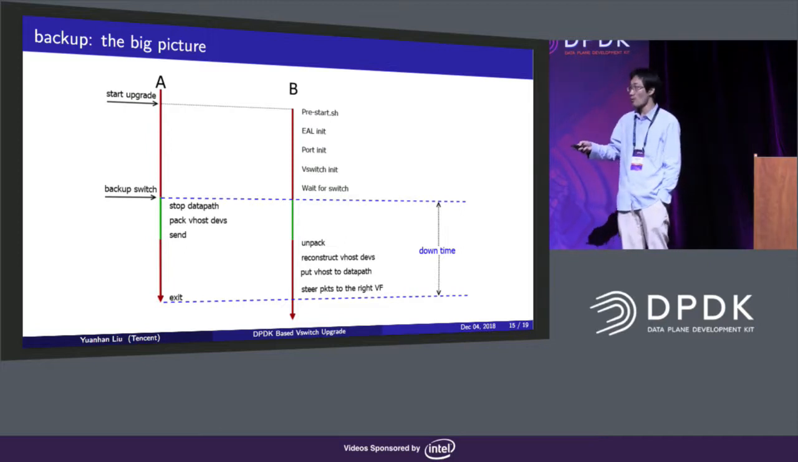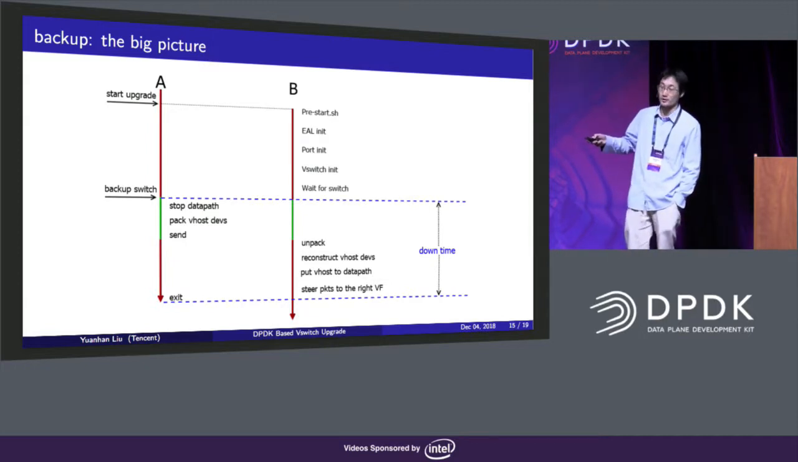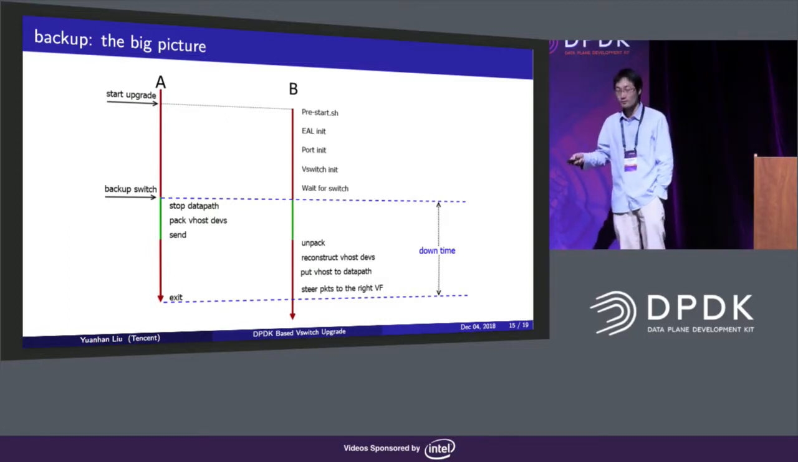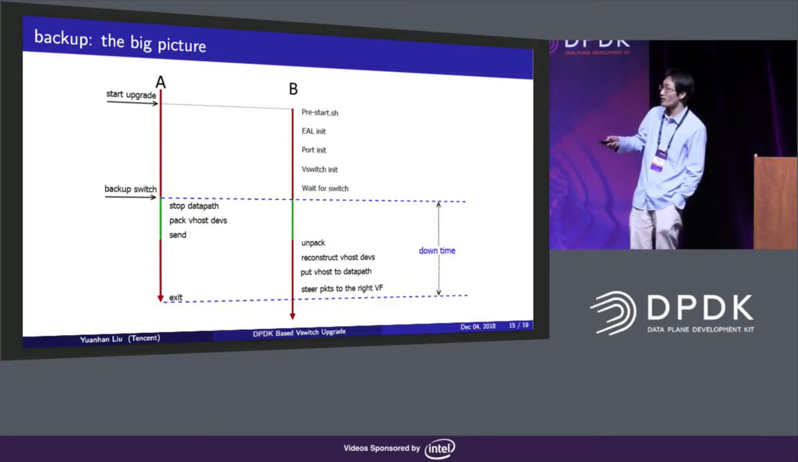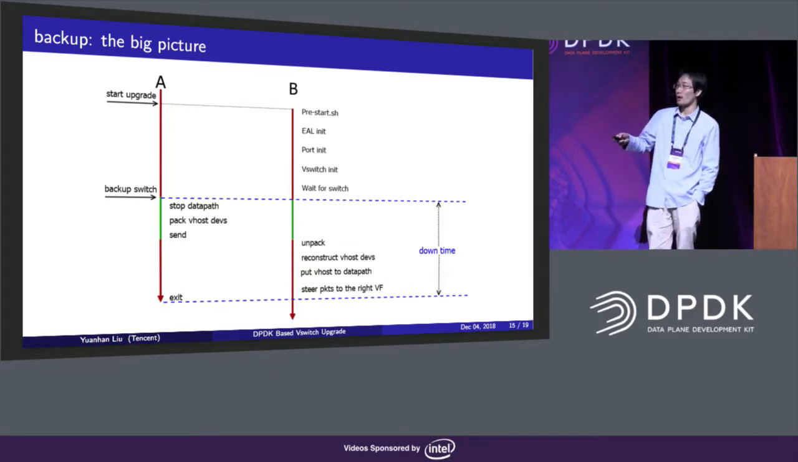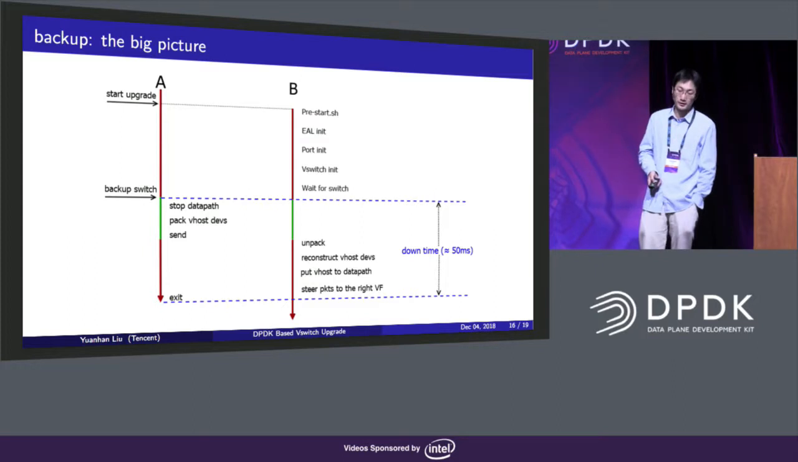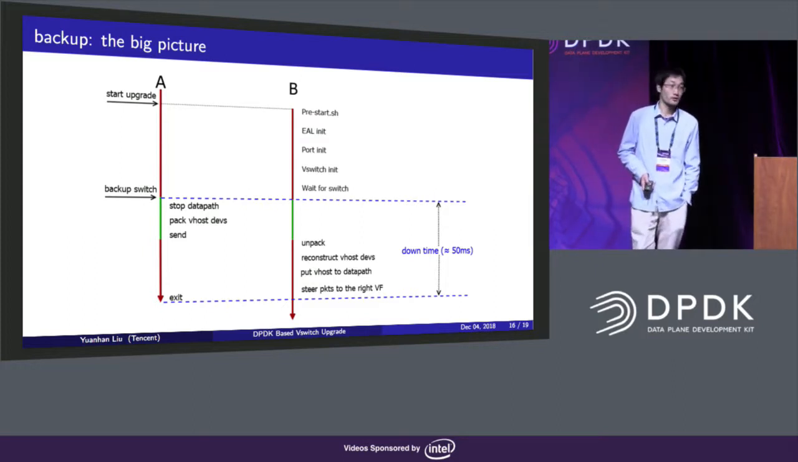And then the old one will stop the data path, pack the vHost devices, and send them to the new one. And when the new one receives, it will unpack just like I said, and reconstruct all of them and put them into the data path, and then steer the packets to the right VF, something like that, and then it's ready. So the downtime here is just this part, and it could be like 50 milliseconds. Well, actually, it could be less, something like 40, even like 20, something like this.